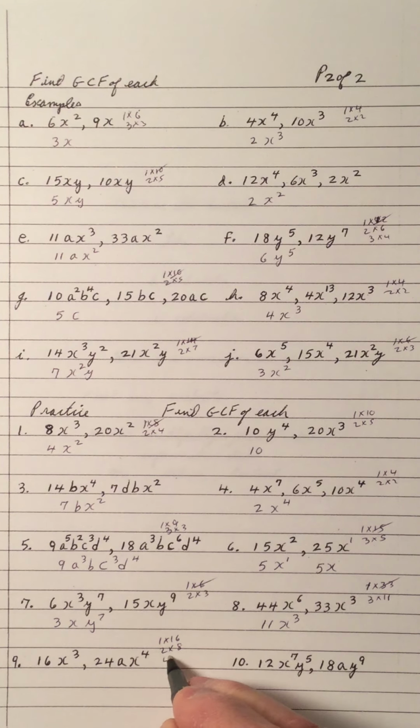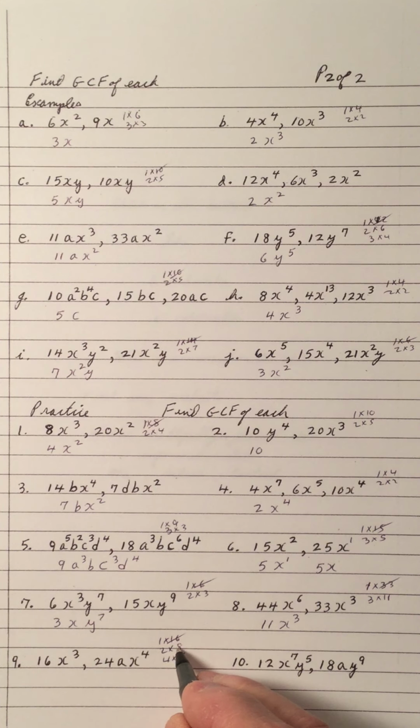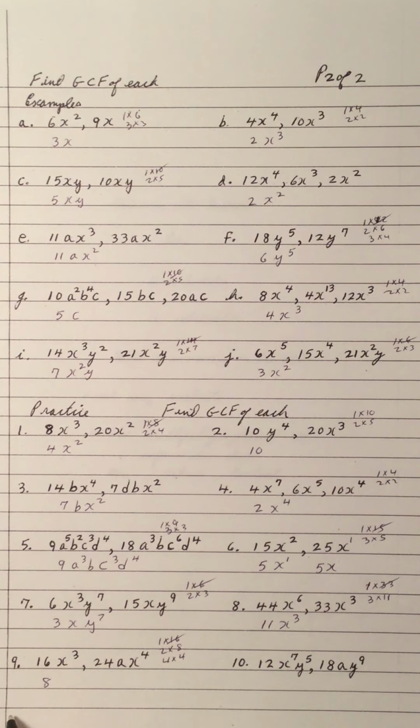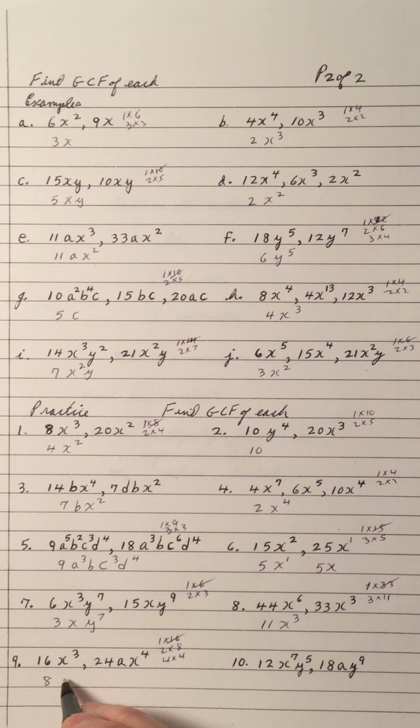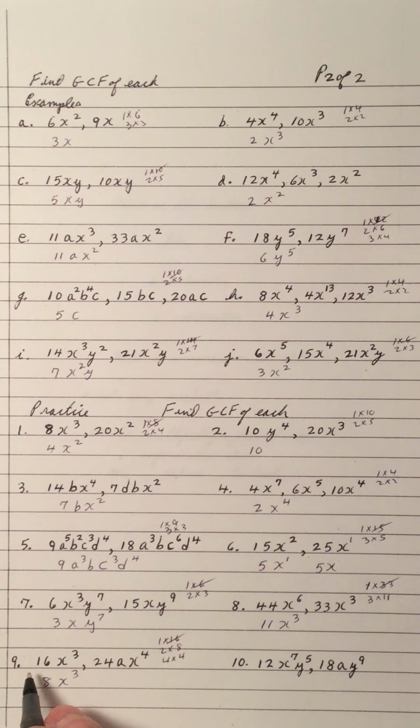16 and 24, 1 times 16 is even, so it's 2 times 8. 8 got a 4, so 4 into 16 is a 4. Is 16 a factor of 24? No. Next largest is 8. Is 8 a factor of 24? Yes, 3 times 8. So 8 is your numerical GCF. X is common, so I'll put down an x. The smallest exponent is 3. There's an a in this term, but it's not here. So a is not part of the GCF. So 8x cubed is your GCF.